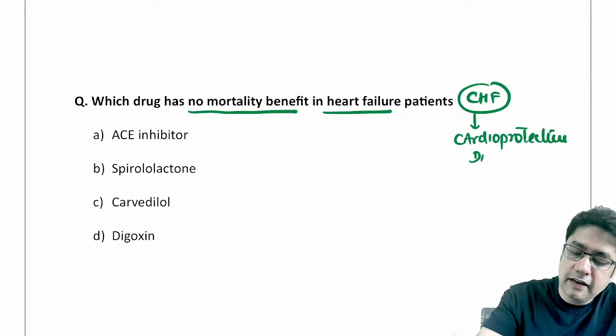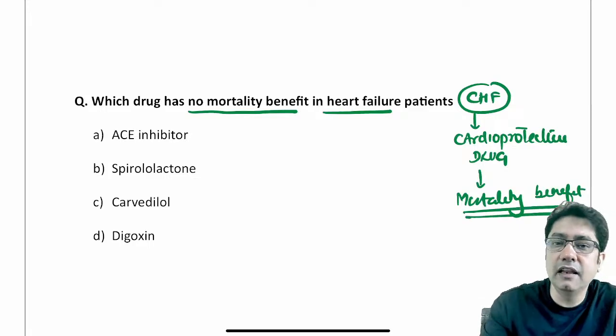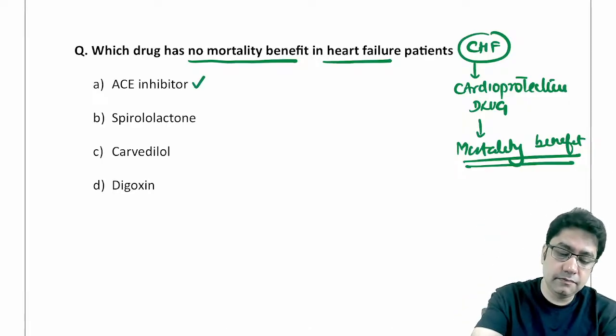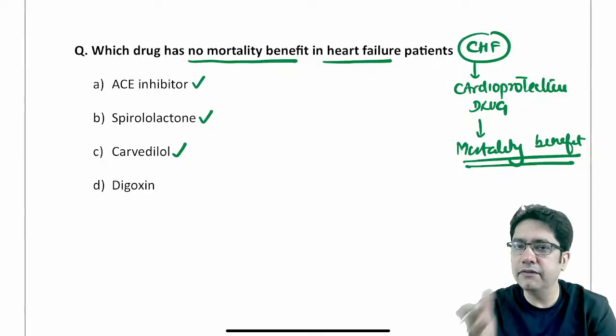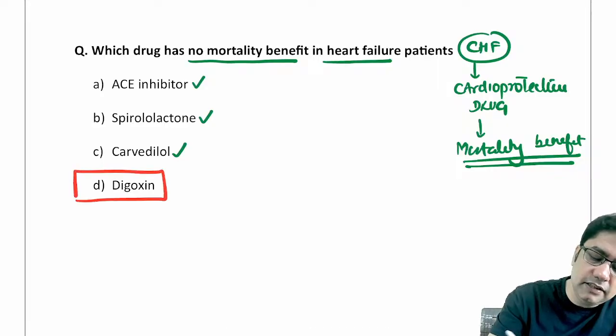The drugs which protect the heart have mortality benefits. Mortality benefit means they can prolong the life of a person. They can increase the lifespan of a person. So remember, ACE inhibitors, spironolactone, beta blockers, they all have mortality benefit. I have given you a mnemonic also. The drug which has no mortality benefit is digoxin.